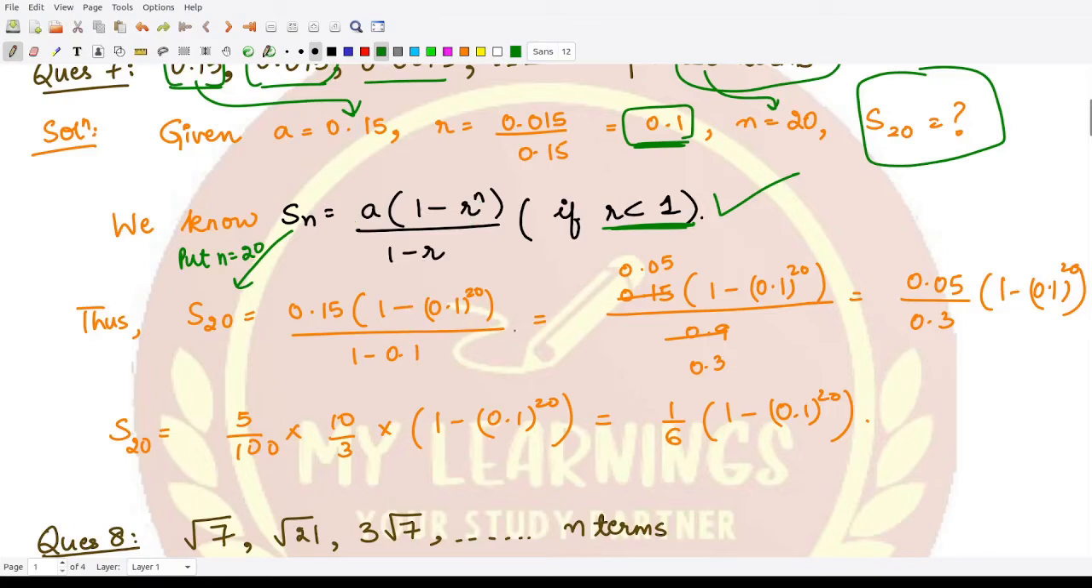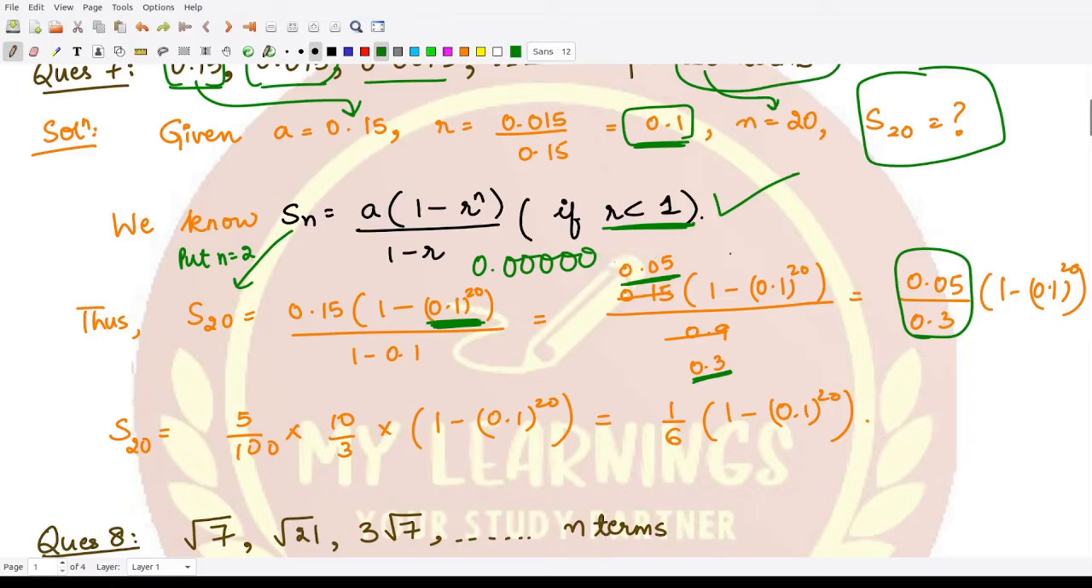After substituting all the values, we need to simplify this expression. First of all, this subtraction comes out to be 0.9. So you see 0.15 and 0.9 cancel with each other by 3. So we would have 0.3 here and 0.05 here. Now to simplify this further, the written calculation would be much lengthier. Why? Because it would be 0.000000, in total 19 zeros, and thereafter you would have 1. So it would be so lengthy to write.